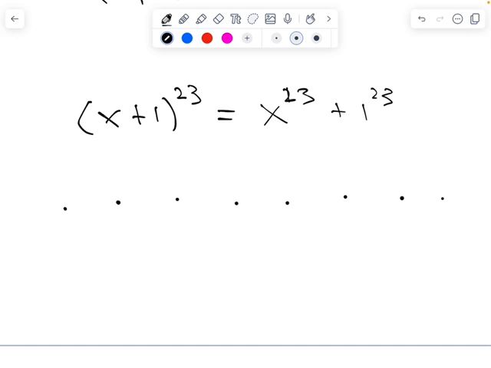So the next class is about a shortcut. How can we find the solution to this binomial expansion with a tricky little shortcut that'll avoid all the pain of multiplying out all the layers above it?